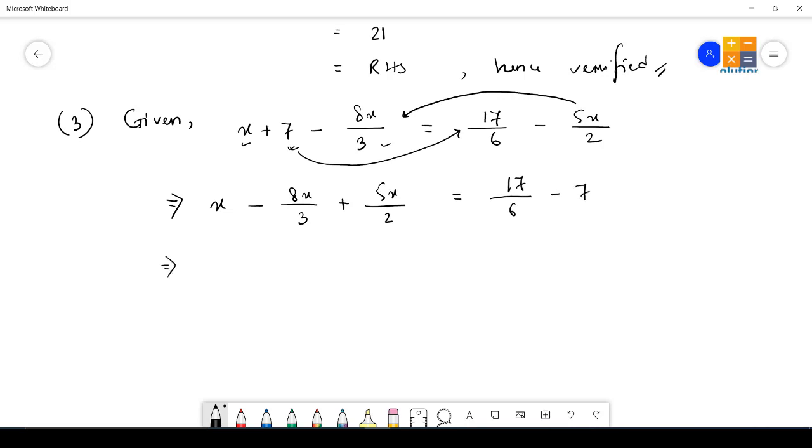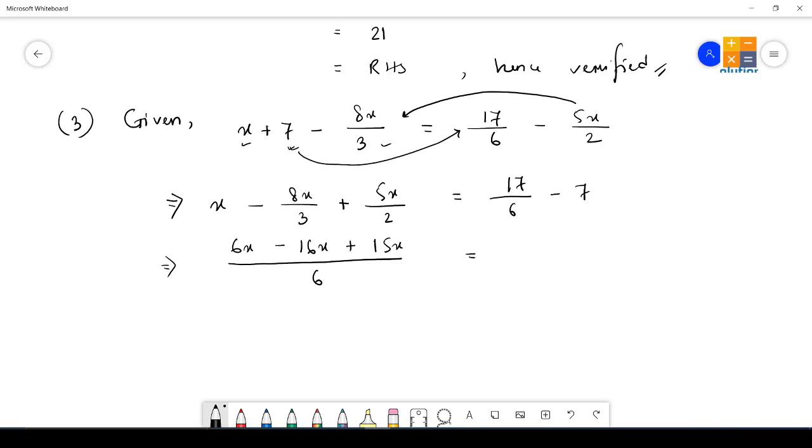After that, what do we have to perform? Of course, I have to take the LCM. 3 and 2, what is the LCM here? It is 6. So directly I shall get the result for the numerator as 6x minus, 2 times 8x, giving us 16x. After that, I put a plus sign, then 3 times 5x, giving us 15x.